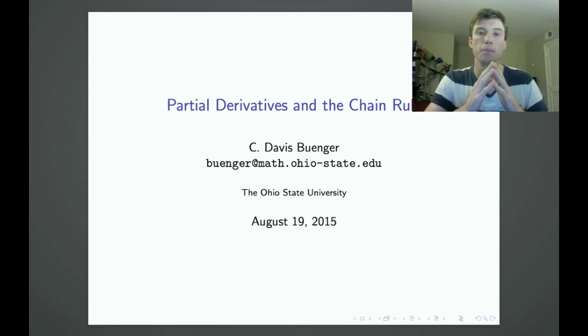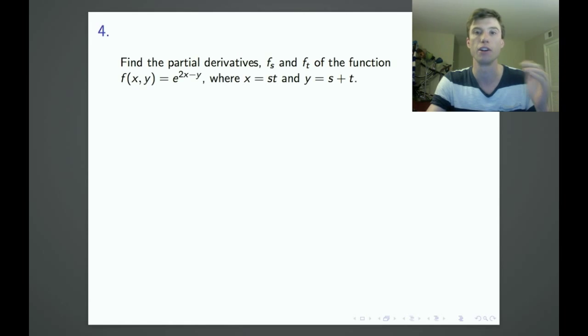Let's talk about partial derivatives and the chain rule. Today we will look at problem 4 of the 13.5 handout. We are asked to find the partial derivatives of f with respect to s and f with respect to t of the function f of x,y, which is equal to e to the 2x minus y, given that x is equal to s times t and y is equal to s plus t.